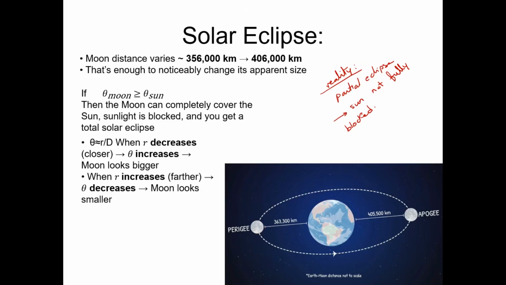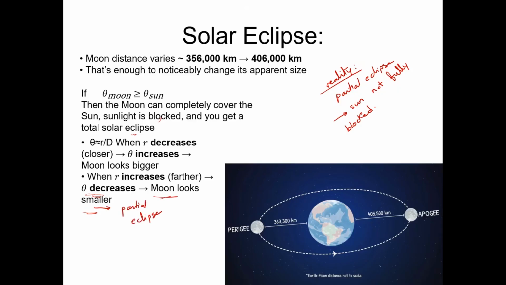It's really not moving in a perfect circular path. So the moon distance varies between 356,000 kilometers and 406,000 kilometers. And that will change its apparent size, or its angular size. So theta moon will sometimes be larger than theta sun, and the moon can completely cover the sun when they align. The sunlight is blocked, and you have a total solar eclipse. But if the distance is more, theta decreases, the moon looks smaller, it doesn't completely block the sun, and then we have a partial eclipse.